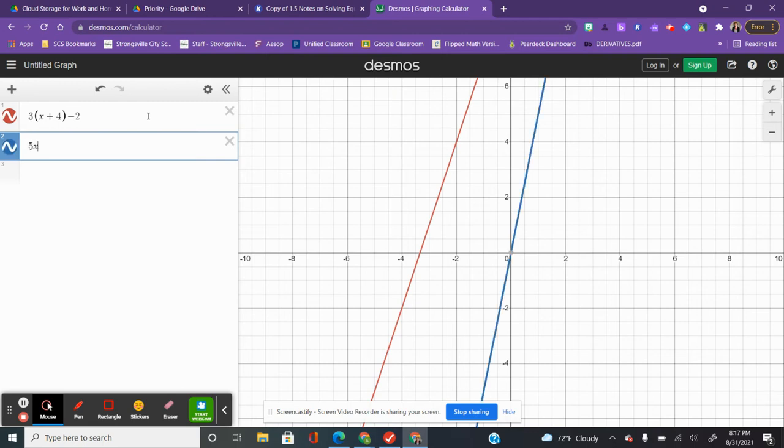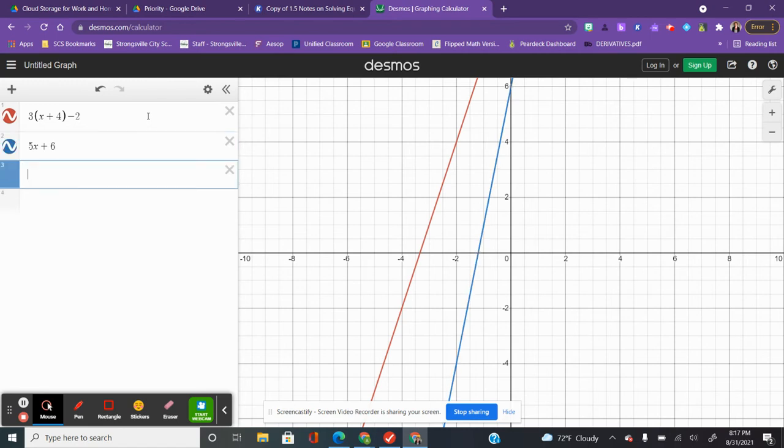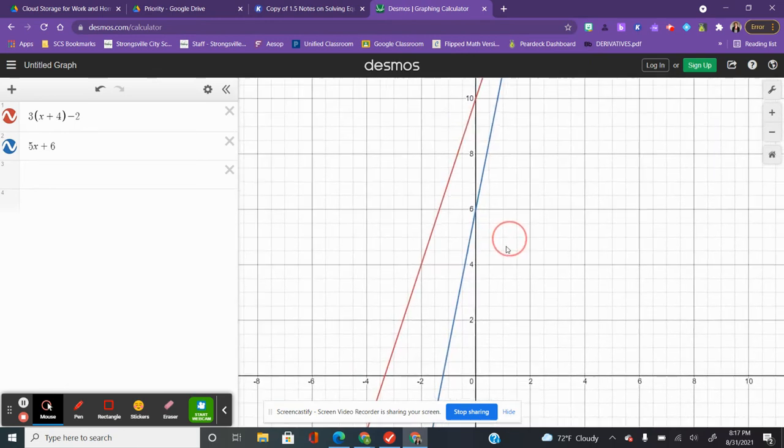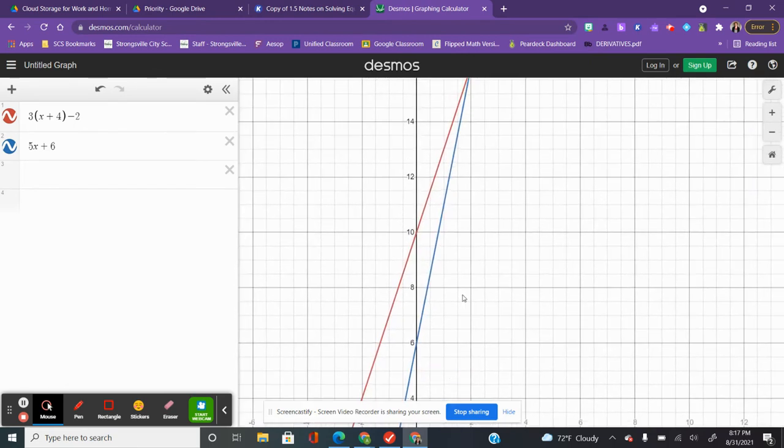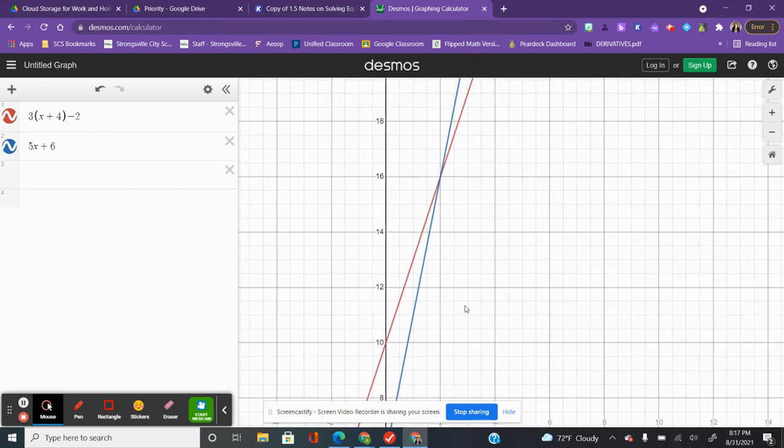And that was 5x plus 6. And I'm going to hit enter. And then I'm going to come over to the screen and use my keypad or my mouse pad, and I'm going to pull until I can find where the two lines intersect each other. And when I click on that point where they intersect, I notice that the x coordinate is 2.